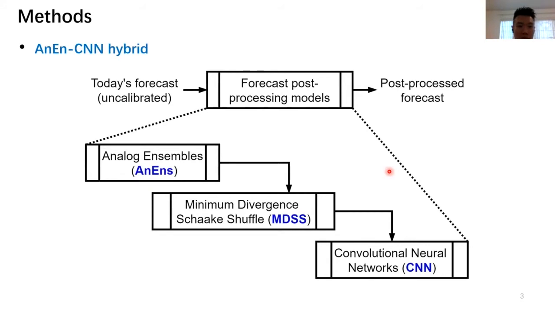The overall method of our study is an analog-ensemble convolutional neural network hybrid. This method relies on 3 post-processing models in sequential order, and they are the analog ensembles, minimum divergence Schaake shuffle, and a convolutional neural network.